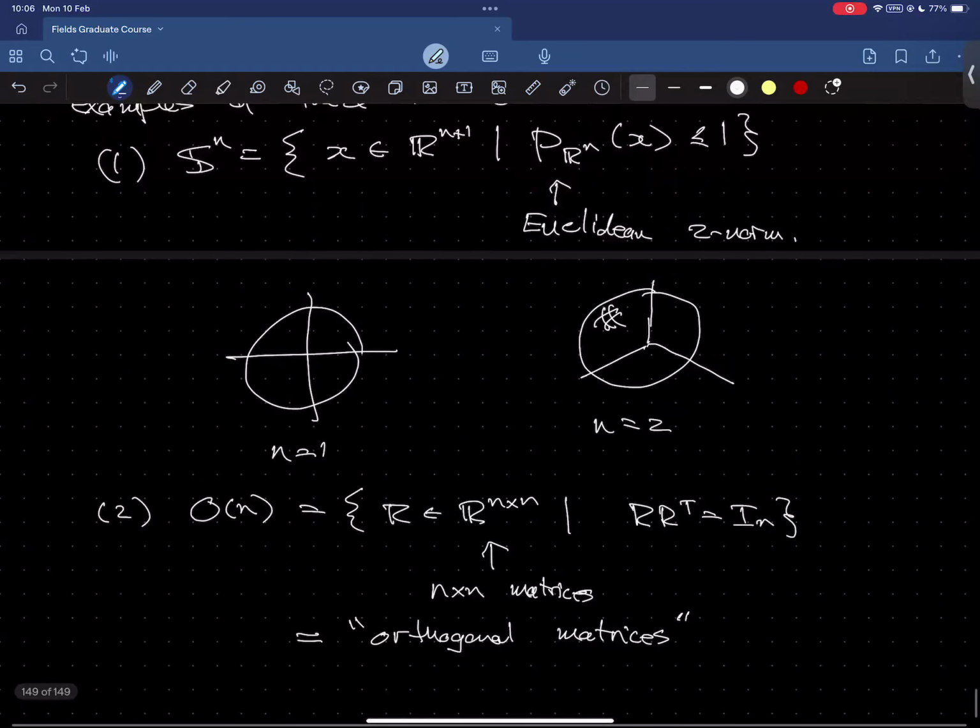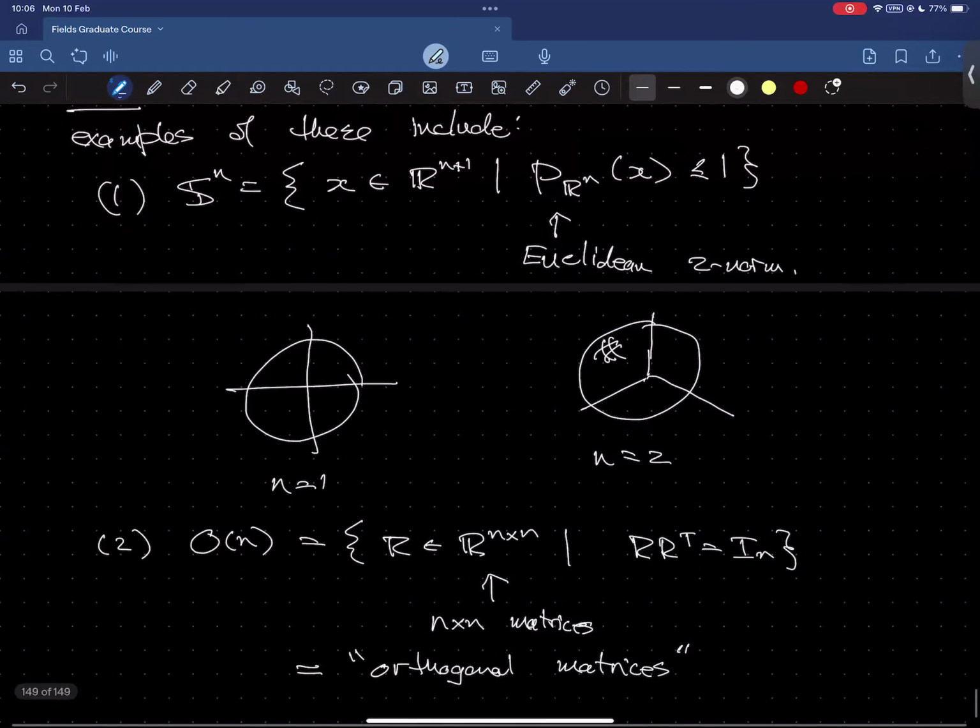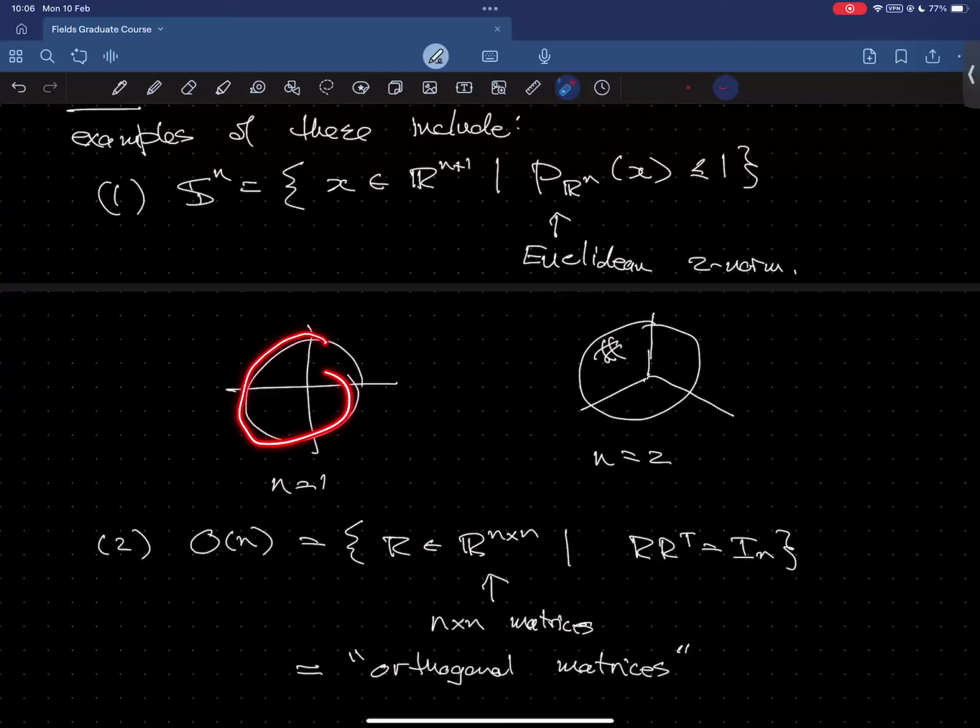The interesting thing here is, for spheres, the relationship which describes these curved objects, in the n equals 1 case, is just x squared plus y squared equals 1, and in the n equals 2 case, x squared plus y squared plus z squared equals 1. The point is that the equation that defines these things is nonlinear, so it has squares in it.